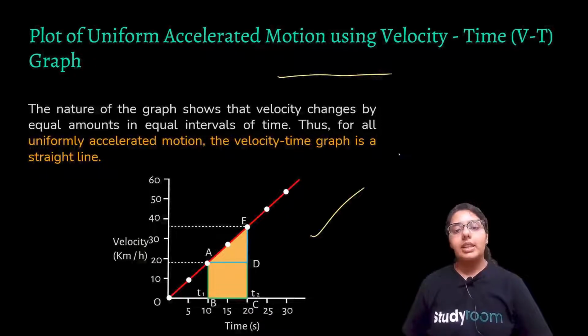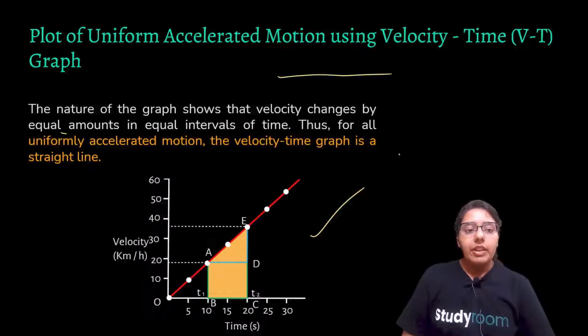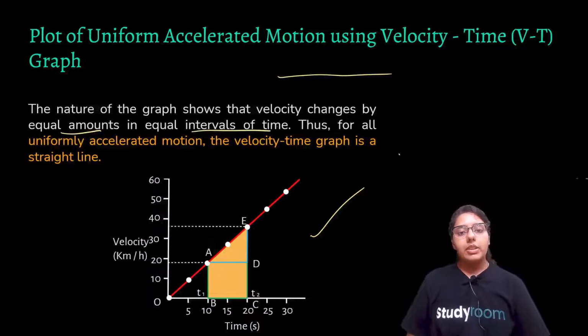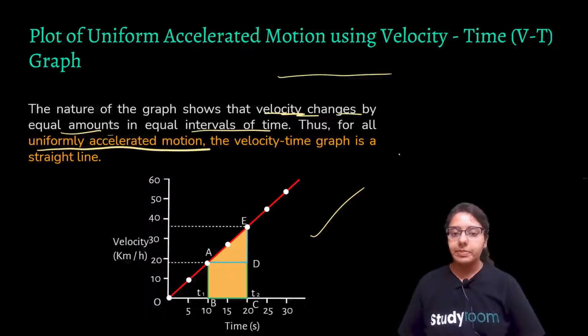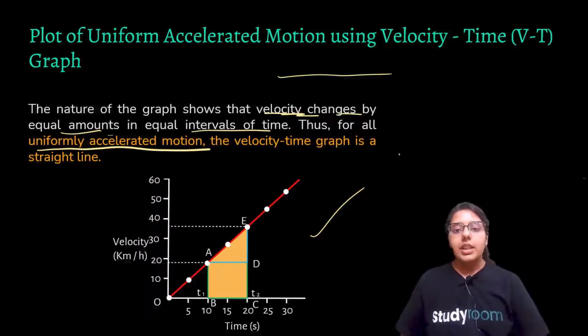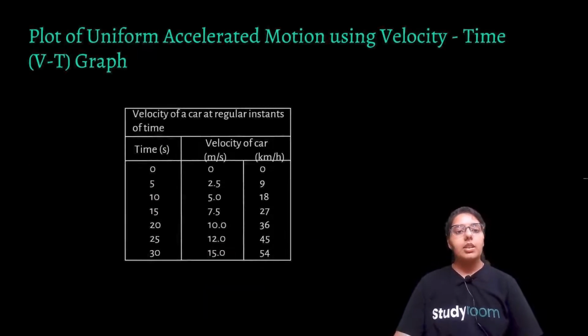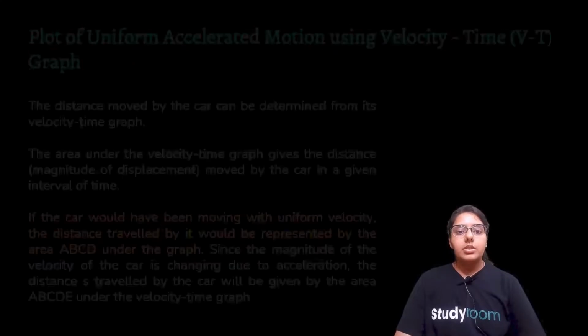So this was an experiment done and this is the velocity time graph, right? If velocity changes by equal amounts in equal intervals of time, it is a uniformly accelerated motion. Okay? Alright, correct. Of course, equal amount, equal interval of time, it's uniformly accelerated motion. This is a plot. Okay.